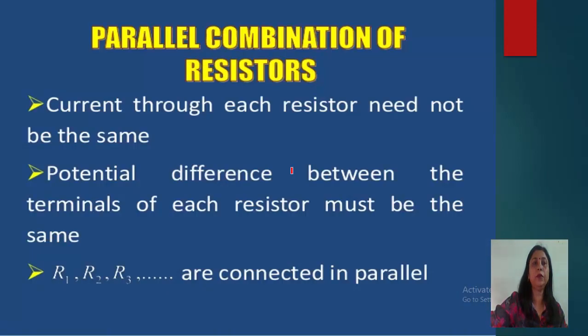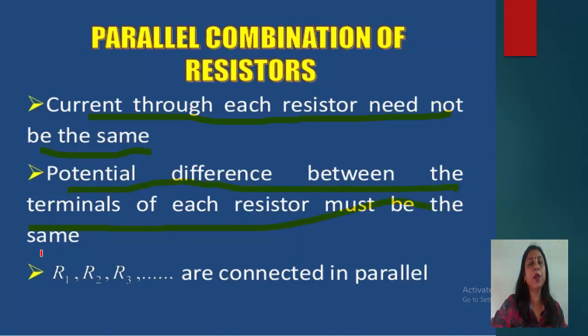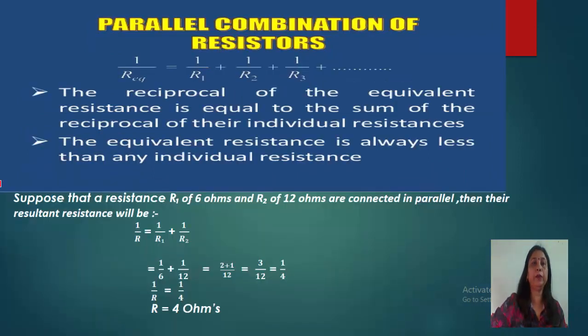Now, parallel combination of resistors. The current through each resistor need not be the same. That means when the resistances are connected in parallel, the current through each resistance is different, and the potential difference between the terminals of each resistor is the same. Suppose R1, R2, R3 are the three resistances connected in parallel. Now the reciprocal of the equivalent resistance.